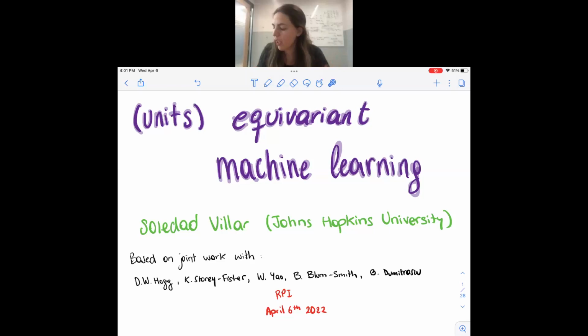And Kate is David's PhD student. Wei-Chi Yao is a PhD student at NYU who did most of the implementations and the numerical experiments that I'm going to show you. And then Ben Bloom-Smith is going to join my group as a postdoc soon. He's an invariant theorist, he's a pure mathematician. And Bianca Dumitrascu, who works in computational biology and has interesting applications for these kind of problems.